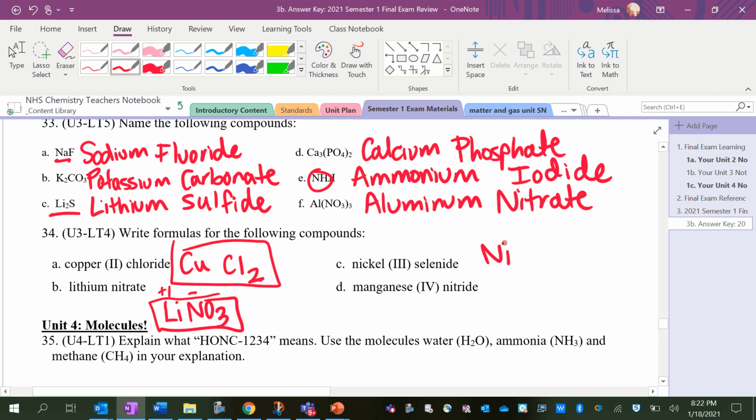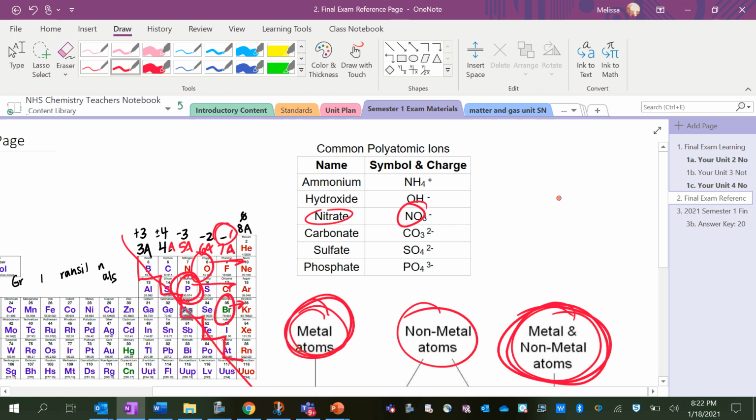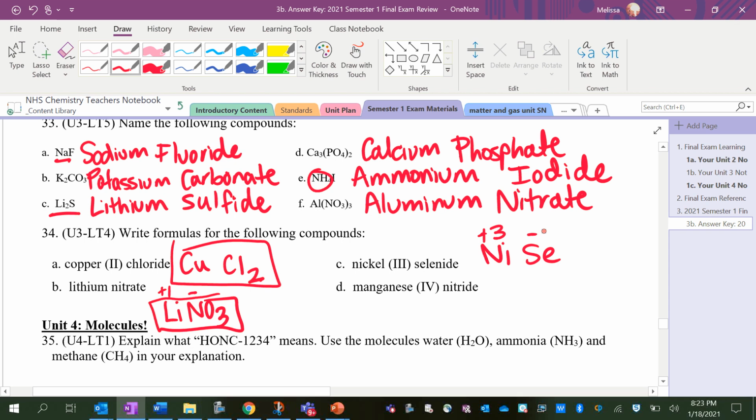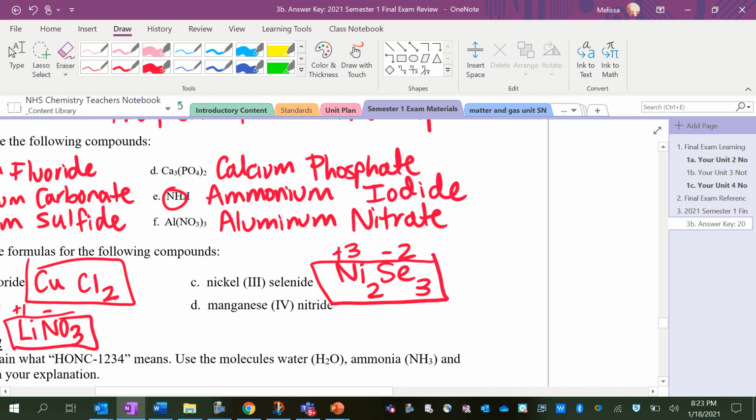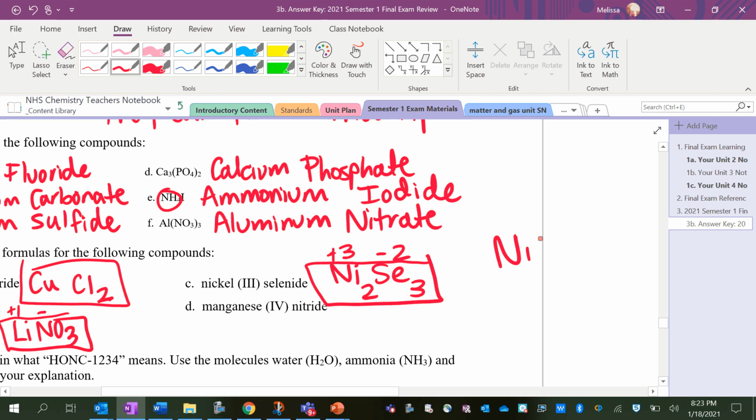And then nickel, Roman numeral 3, selenide. Se, if we look it up, is in group 6A, which means it has a -2 charge. So we crisscross the numbers, not the charges, and we get Ni2Se3. Again, that's because nickel wants to lose 3, just to draw this out, and selenium wants to gain 2.